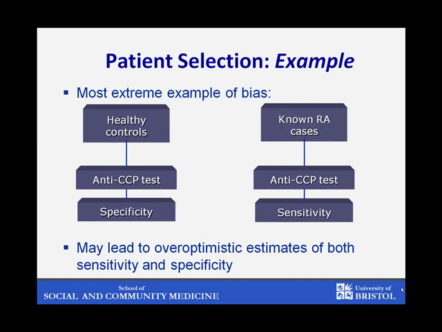So for example, a case control study would get a rheumatologist selecting some of his or her patients who they already know have rheumatoid arthritis, either because they've had the disease for many years or they're classical cases. And to compare them, they may often select healthy controls, either medical students or other patients from hospital who have no rheumatic symptoms at all. In this case, they use the anti-CCP test in both groups, but as you will see in a minute, this will generally produce overly optimistic estimates of both sensitivity and specificity.